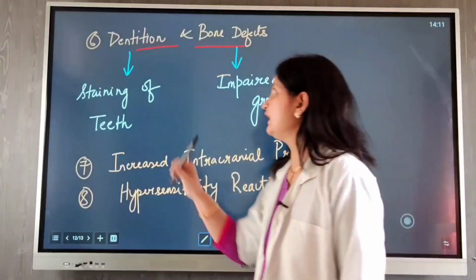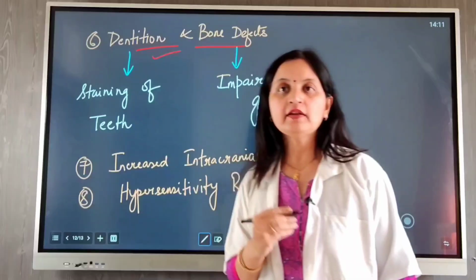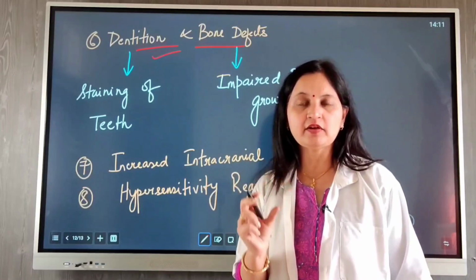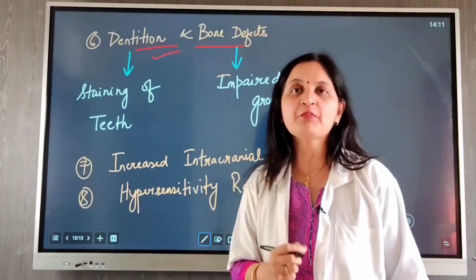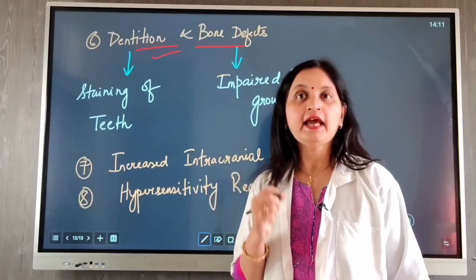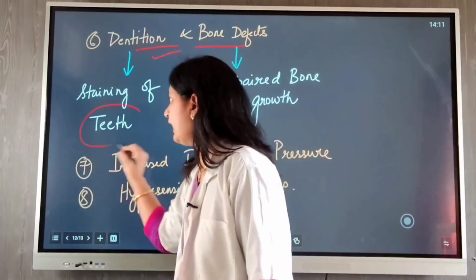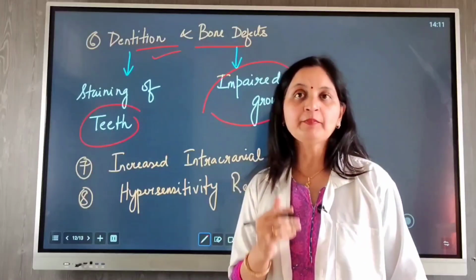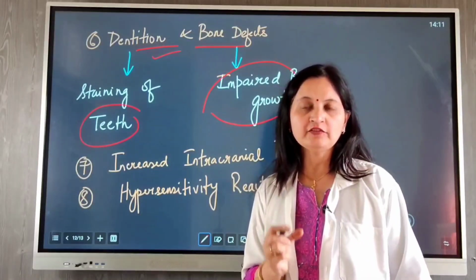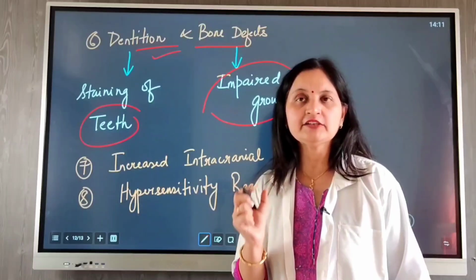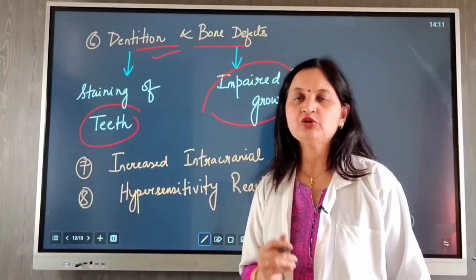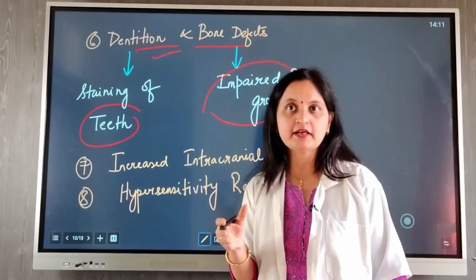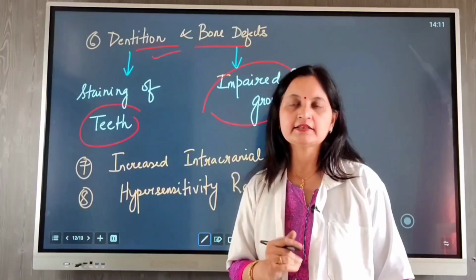The next adverse effect is dentition and bone defects. Now tetracyclines have the property of chelation with calcium. It forms complexes, that is calcium tetracycline chelate complexes, which get deposited in the developing bones and teeth. And this can cause staining of the teeth and retardation of bone growth. So retardation of bone growth and deformities in the teeth can occur because of the deposition of calcium tetracycline chelate complexes. So it should not be prescribed in pregnancy after the third trimester and in children below 10 years.